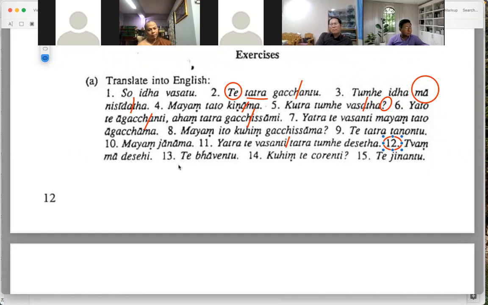And the 13th, the bawandu. So bawandu is bawi and the andu. Andu is imperative, third person, plural. So may they or they may or let them. Bawi means develop. So may they develop or they may develop or let them develop.